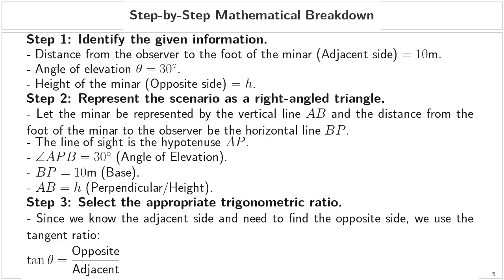Finally, in step 3, we need to decide which trigonometric ratio is the best tool for the job. Take a look at what we have and what we need. We already know the length of the adjacent side, and our goal is to find the height, which is the opposite side. Since we are dealing with the relationship between the opposite and the adjacent sides, the tangent ratio is our perfect choice. As a reminder, tangent theta equals the opposite side divided by the adjacent side.